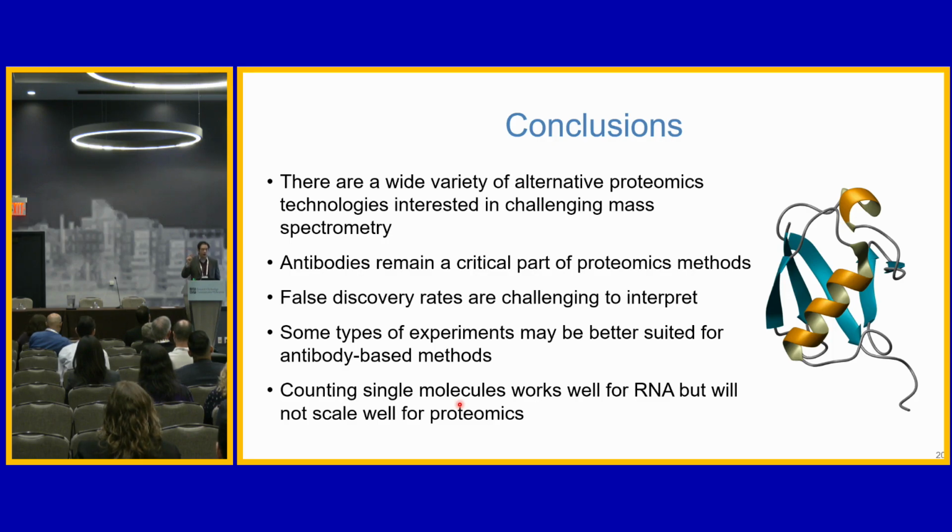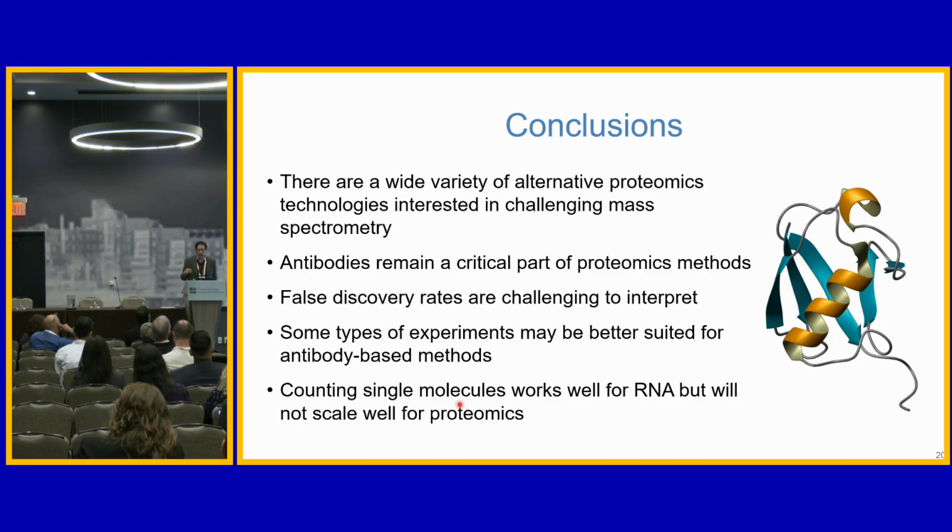False discovery rates are important for us to assess. We've spent a lot of time thinking about target decoy, for example, with respect to mass spectrometry. We have to start thinking about detection and discovery assessments with other technologies as well, with the same kind of rigor that we've applied so far with mass spectrometry.